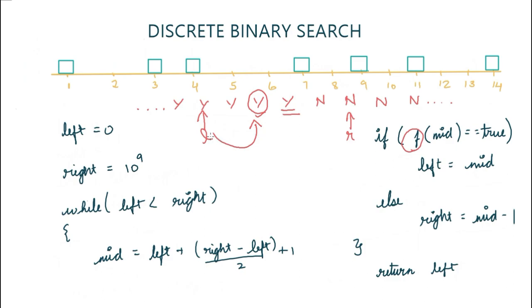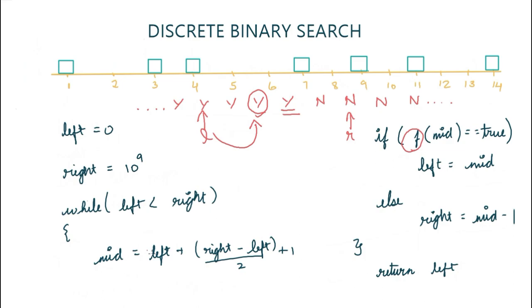So we are setting left is equal to mid, and say if our mid was somewhere over here, and f of mid gave no, that means our answer will be somewhere on the left hand side, not including mid, because our answer has to be a yes. So we are setting right is equal to mid minus 1.